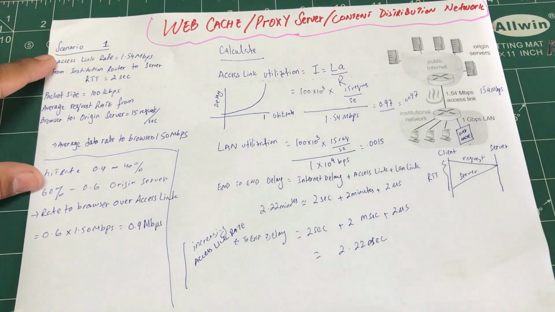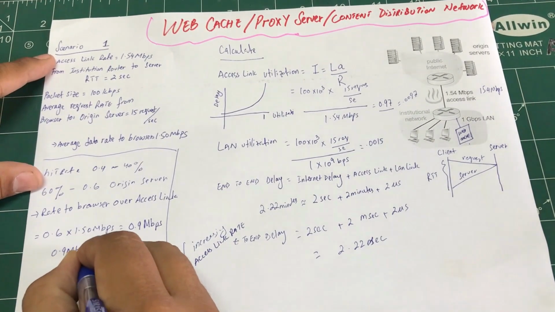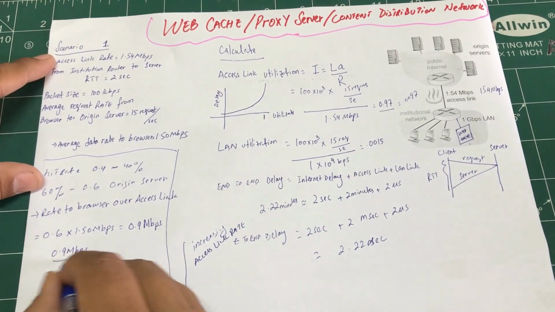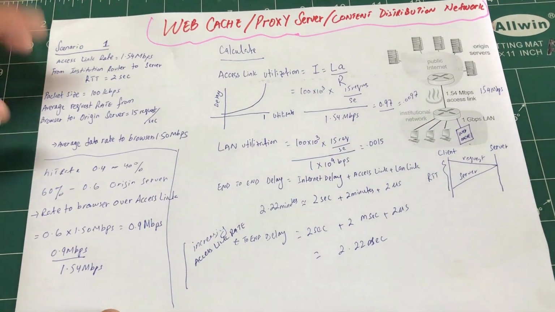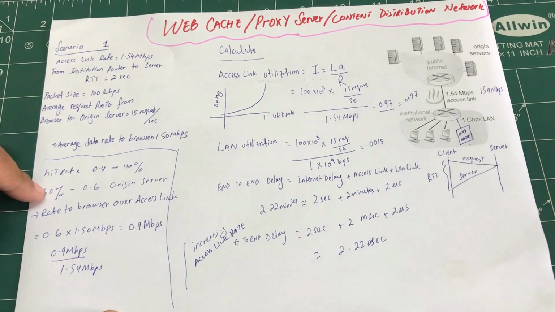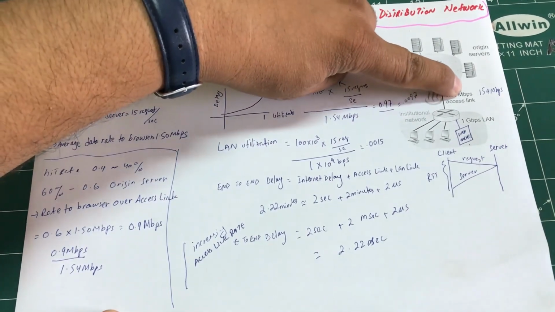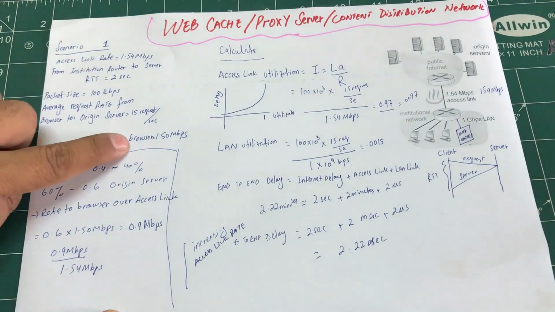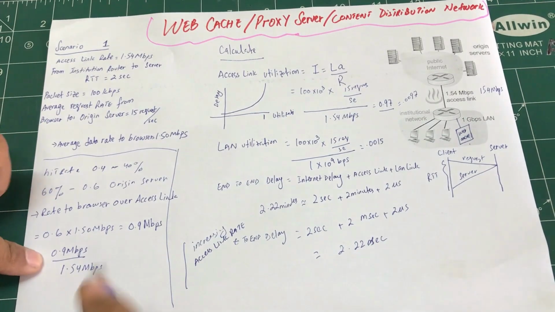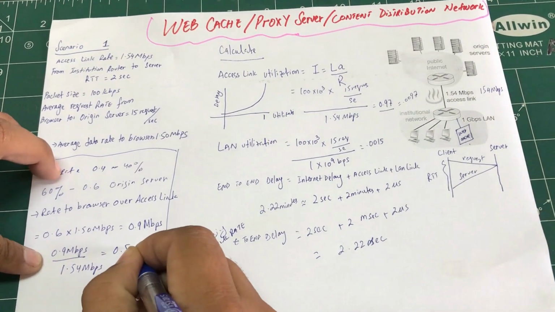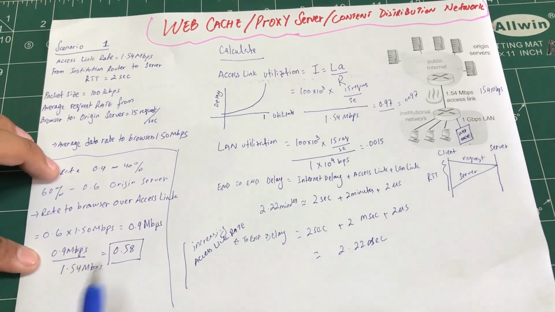What I'm trying to calculate is the access link utilization. So this is 0.9 megabits per second, divided by the access link rate of 1.54 megabits per second. Out of those requests, 60% of those packets still need to go through that access link, and the average data rate to the browser is given as 1.50 megabits per second. So the utilization turns out to be 0.58, because this and this will cancel out.